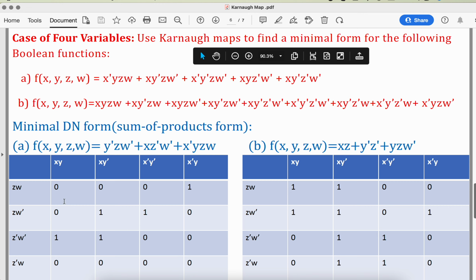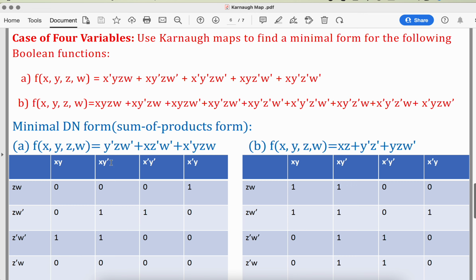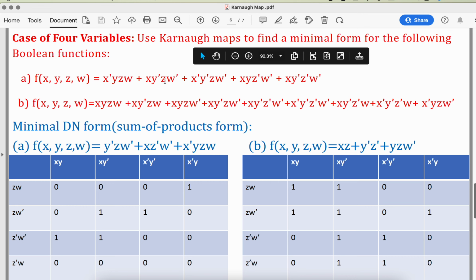So 1 for X Y Z' W. We don't have X Y Z' W, so it is 0. X Y' Z W, we don't have that, so it is 0. X Y' Z W', this term, so it is 1 here.